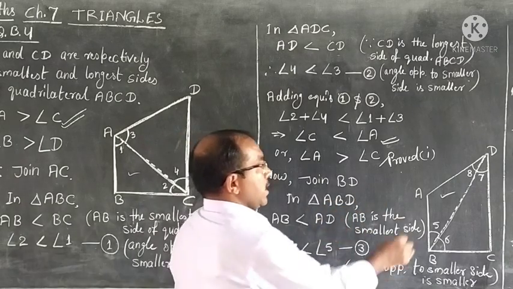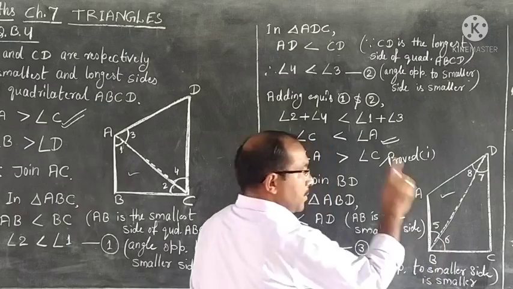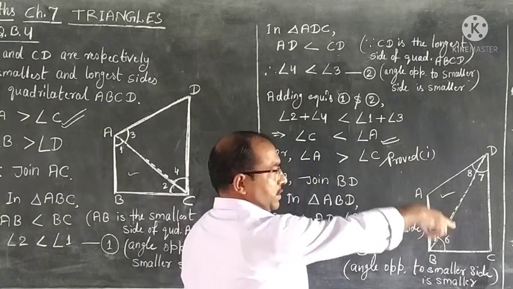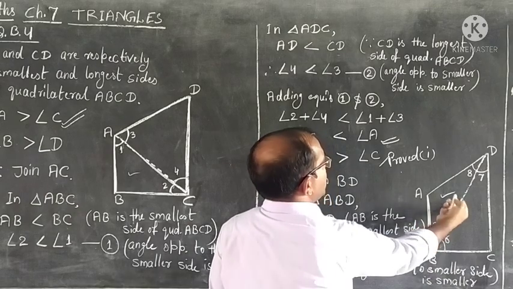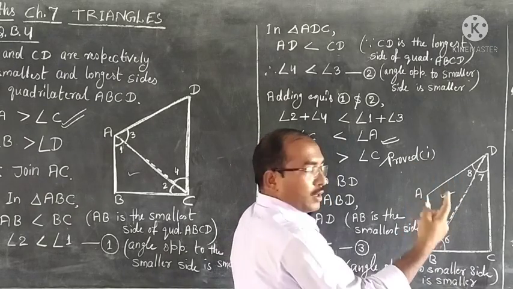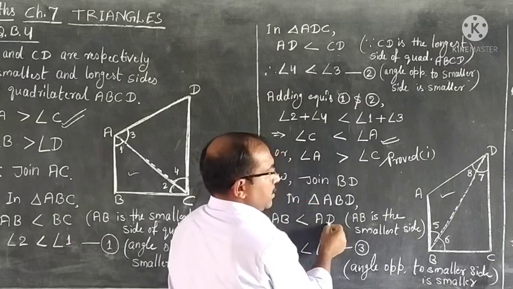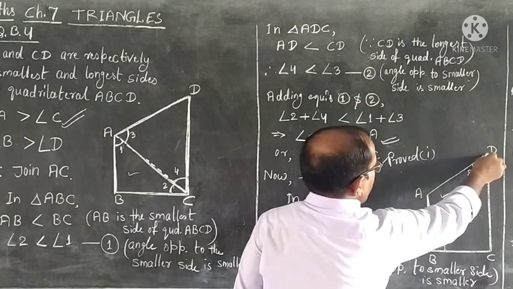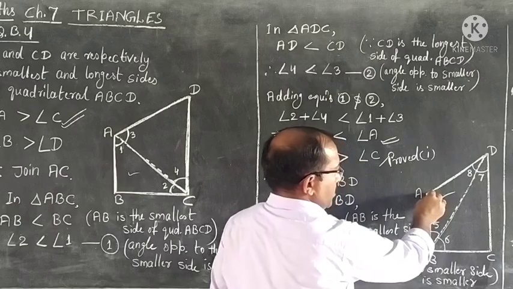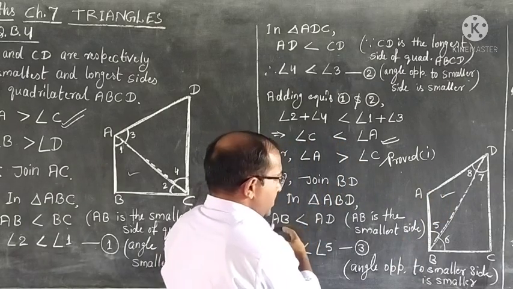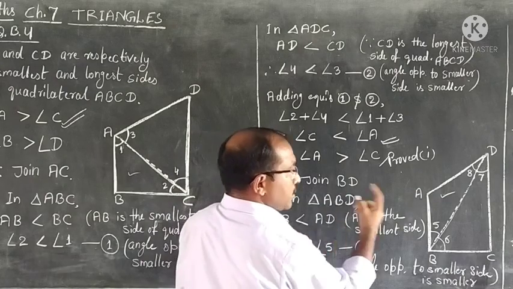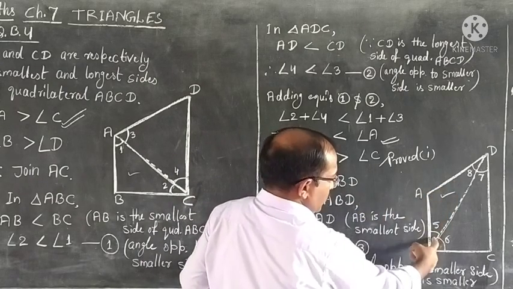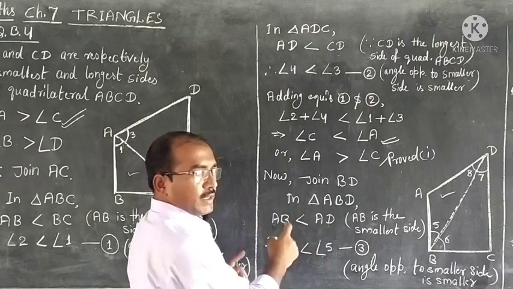What do we see? AB is the smallest side, remember always AB is the smallest side, CD is the longest side. So, this is the smallest, so surely these 2 sides will be longer. So, AB is smaller than AD, this side. So, AB is the smaller side, opposite angle is 8, AD is longer than AB. So, angle 5 will be bigger than angle 8.